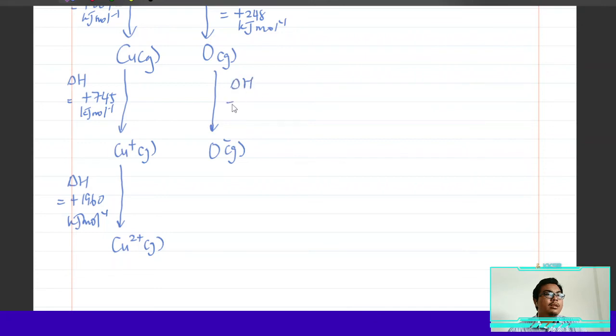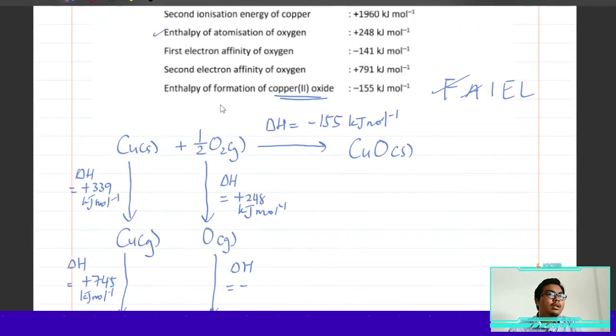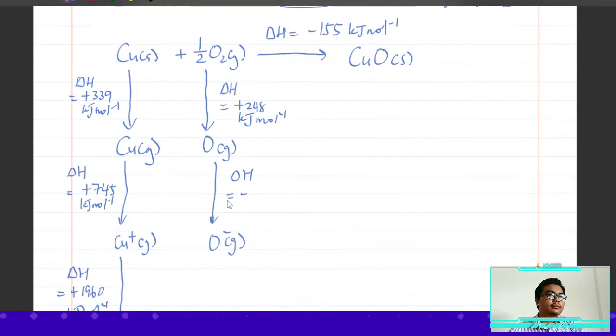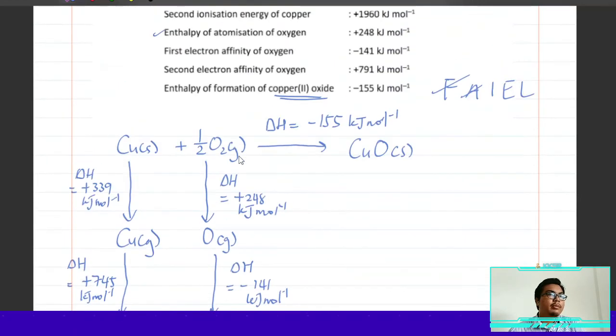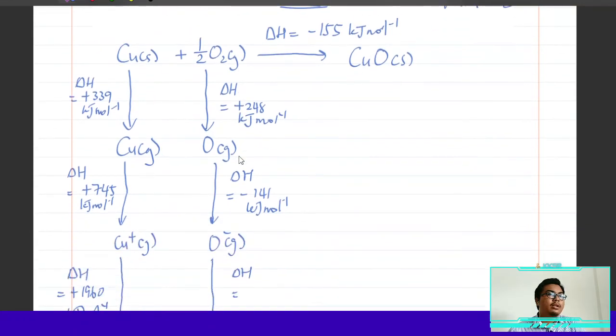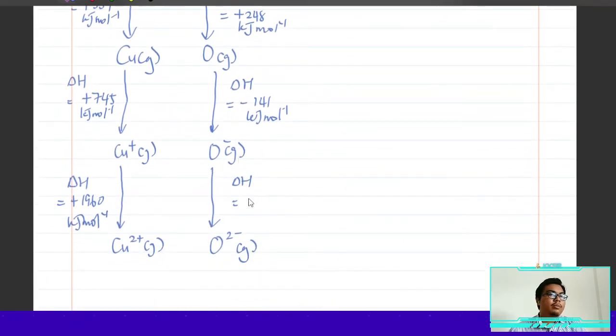Delta H given is negative 141 kilojoule per mole. And then the second one daripada O negative menjadi O2 negative. Okay. So yang ini delta H value dia is positif berapa tadi? 791 kilojoule per mole. Positif 791 kilojoule per mole.